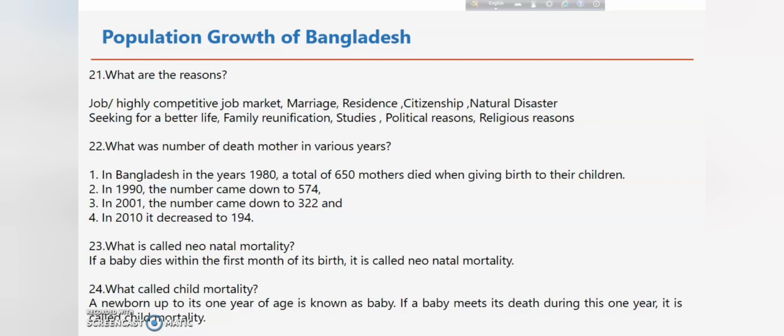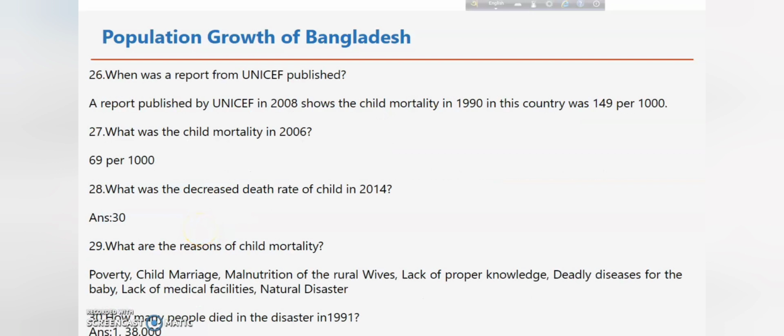Now, what is called neonatal mortality? That means if a baby dies within the first month of its birth, it is called neonatal mortality. What is called child mortality? A newborn up to 1 year of age is known as baby, and if a baby meets death during this 1 year, it is called child mortality. Now, what was a report from UNICEF published?